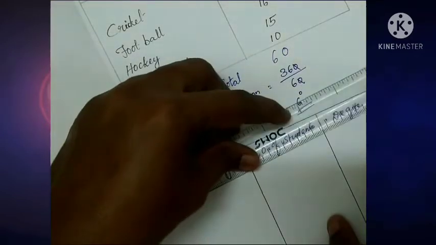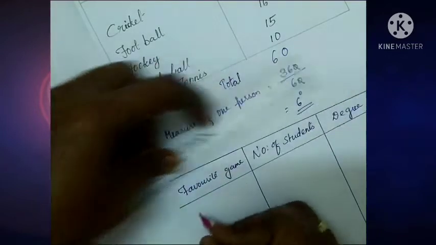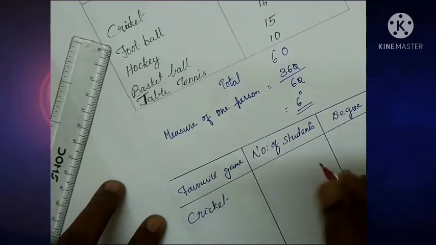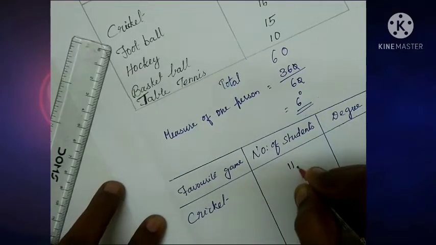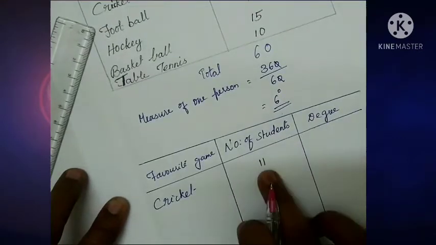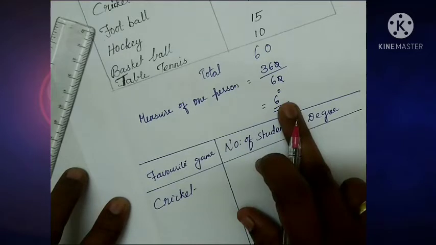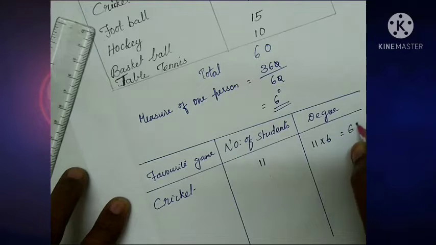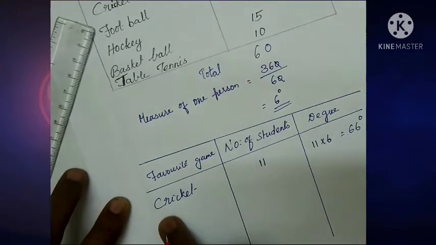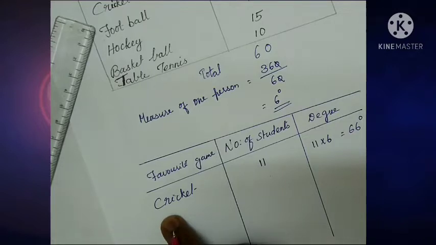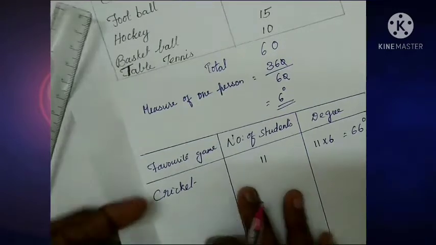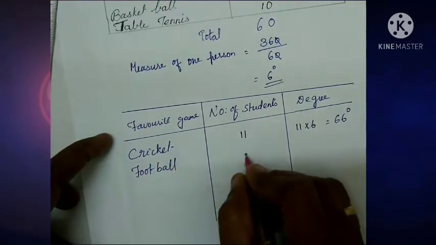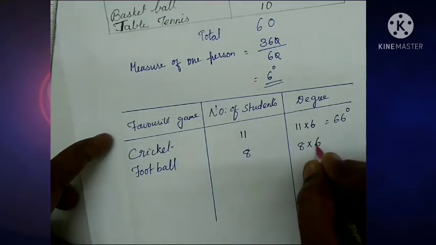So here what is the first game? That is cricket. Cricket, how many students are there? 11 students. So how can we find out the degree? One person's measure is 6 degrees. So 11 persons' measure is 11 into 6. That is 66 degree. That is the measurement of cricket. Okay, next is football. Football, how many students are there? 8. So 8 into 6.